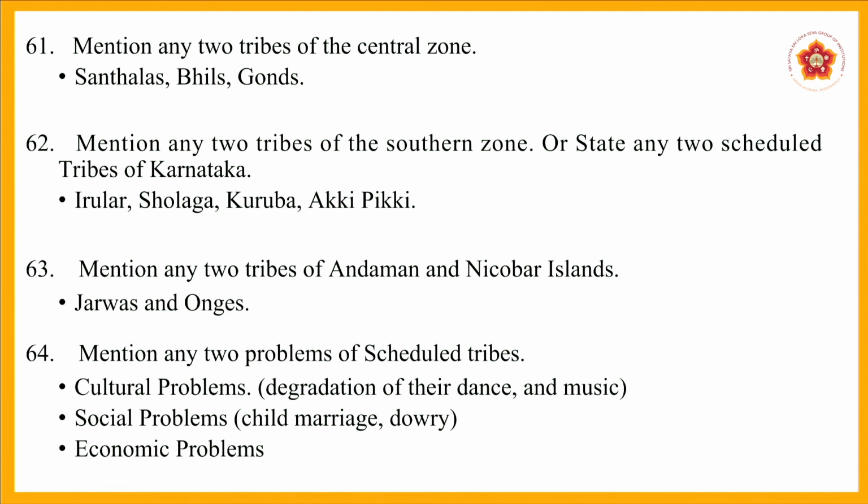Mention any 2 tribes of the central zone. Amongst these, Santhal, Bhils and Gonds. Mention any 2 tribes of the southern zone, or any 2 scheduled tribes of Karnataka, you can take any 2 of them. Then mention any 2 tribes of Andaman and Nicobar Islands, Jaravas and Onges, and mention any 2 problems of scheduled tribes. So, out of these 3 you can take any 2.